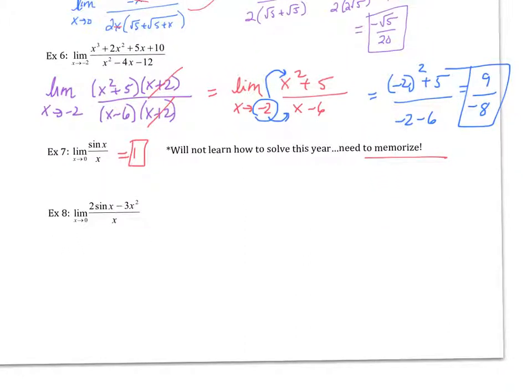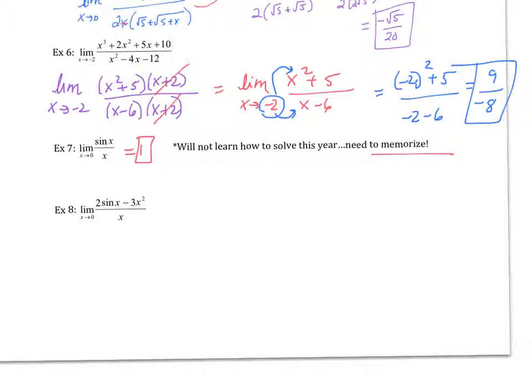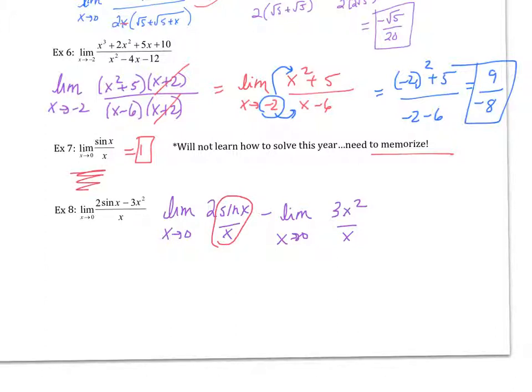In example 8, we see some constants that we can go ahead and separate using the rules that we started the lesson with. First, I'm going to suggest that you separate this into two fractions, giving us the limit as x approaches 0 of 2 sine x over x minus the limit as x approaches 0 of 3x squared over x. The reason why we want to do this is because I now see this sine x over x that we just talked about a minute ago in example 7.